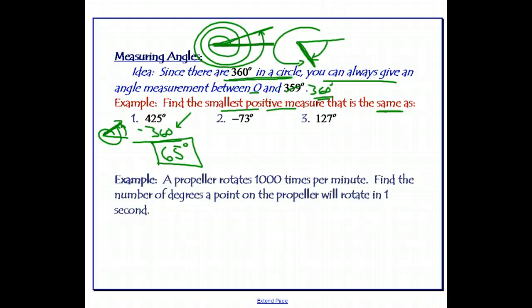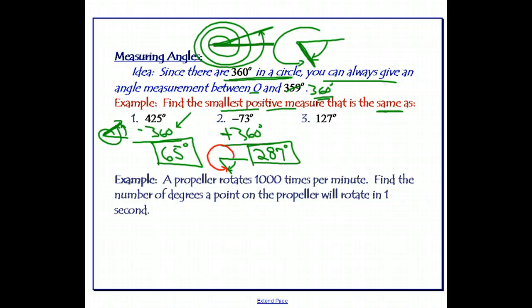Okay, so if an answer is bigger than 360, what do you do? You take off 360. If an answer is less than 0, what do you do? Then you add on 360s. So here I have a negative 73, so this person backed up 73 degrees. If I add on 360, I get a positive 287. So instead of backing up 73 degrees, it'd be equivalent to going in our standard direction 287 degrees.